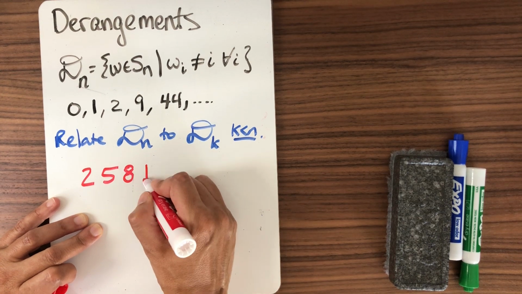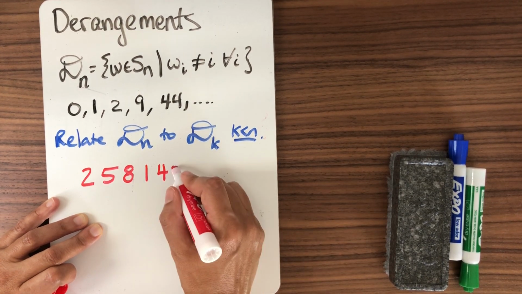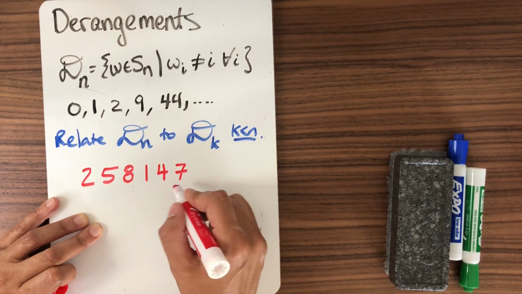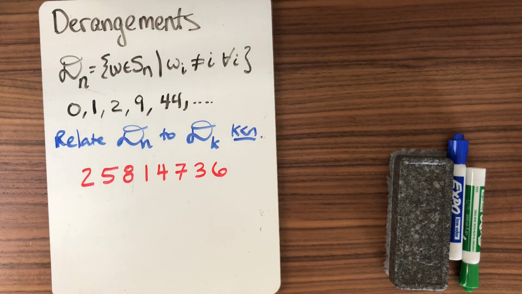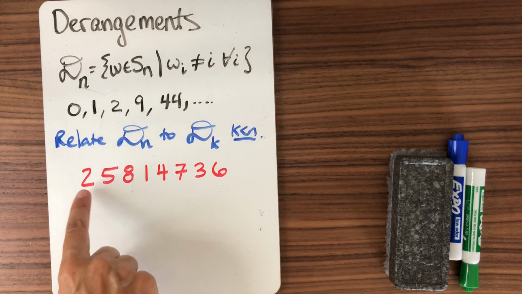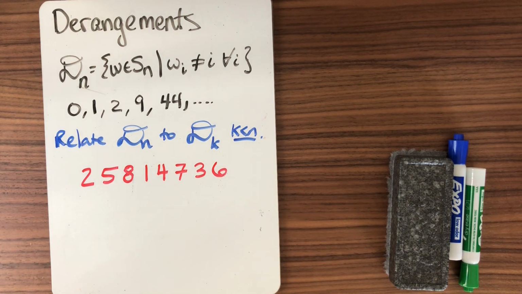So if we have a nice big derangement, something like 2, 5, 8, 1, 4, 7, 3, 6. I believe that's a derangement. We can just quickly go check this. 1, 2, 3, 4, 5, 6, 7, 8. Great, we have a derangement.